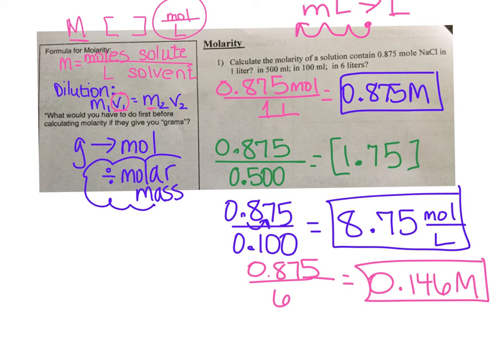Okay? So make sure you don't forget to do that. And then when you're solving for molarity, and they want you to work backwards, you're just going to convert to grams by multiplying by the molar mass. So be ready for that little conversion there. We're all good to move on?